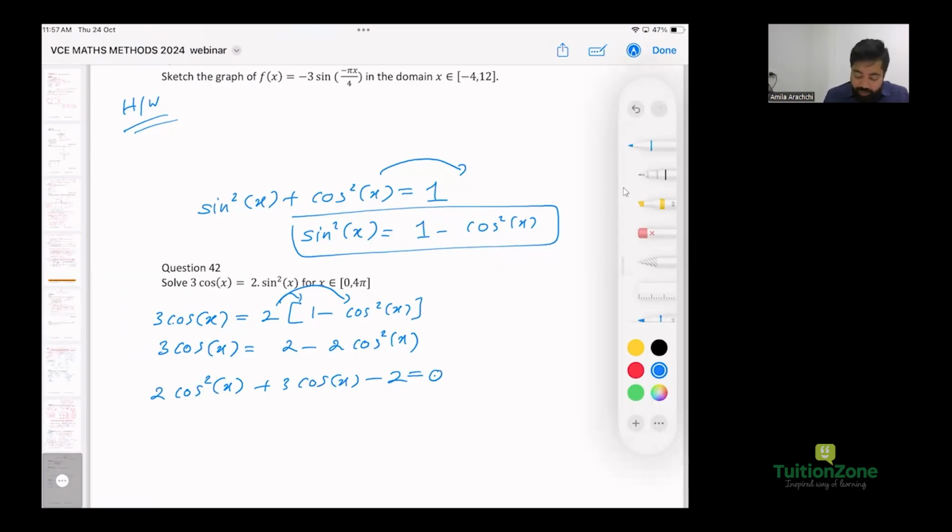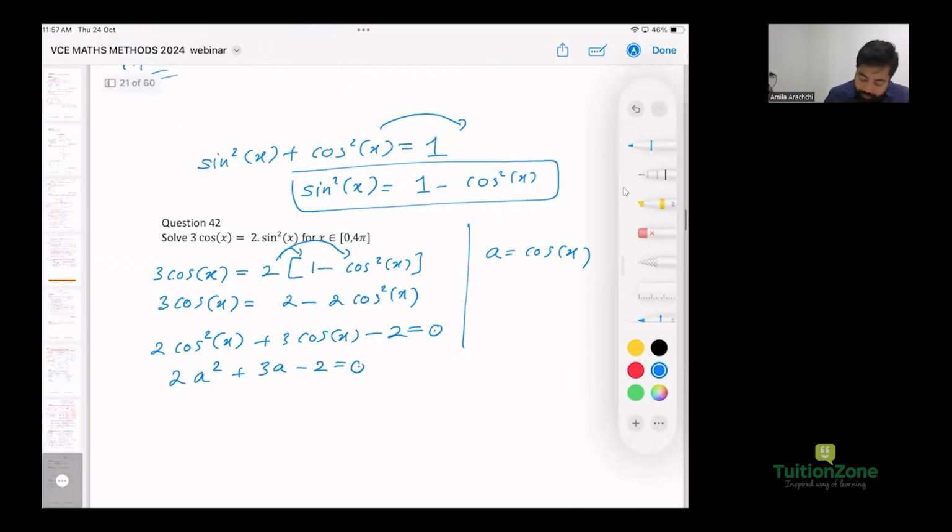Or you can call them, let a equal cos x. Just 2a squared plus 3a minus 2 equals 0. Can you please factorize it, all of you, and tell me the answers, or tell me the factors. From there onwards, not too bad, but we're still halfway through the question, not fully done.